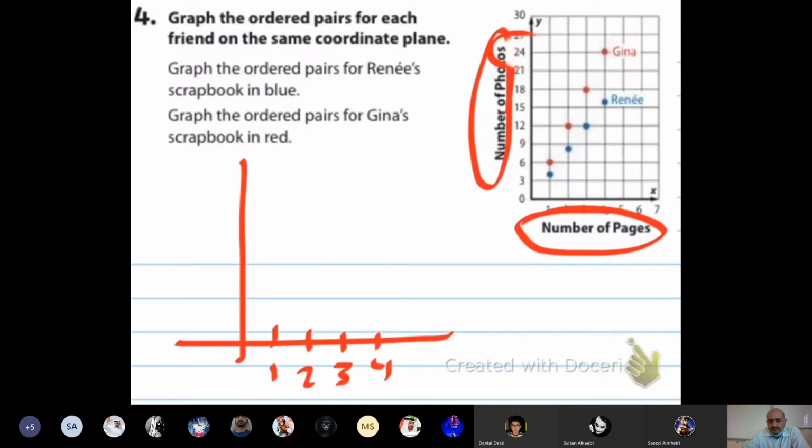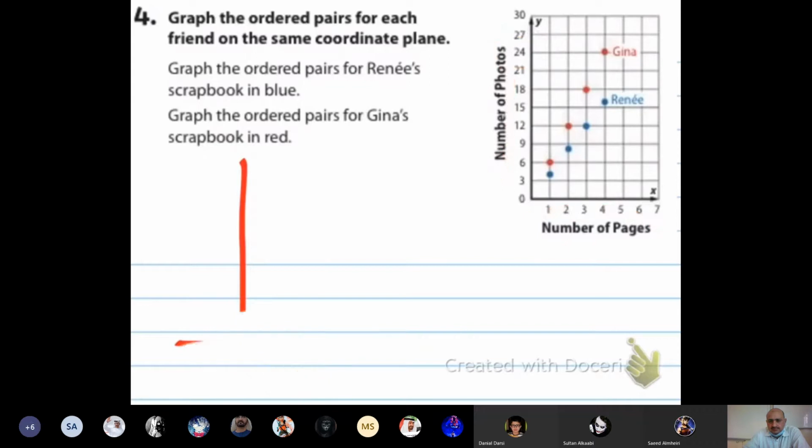I'm not going to redo it since it's already on my paper. And if you have your textbook, you have it right there that you could even cut it out and put it on here if you'd like to. Completely up to you. So you graph the ordered pairs for each friend on the same coordinate plane. And what you see here, because we're really going to have to look at this and see what the patterns are. You see that for every 1 page we get 6 photos, and that continues on for Gina, and then every page gets 4 photos, and that continues on for Renee.